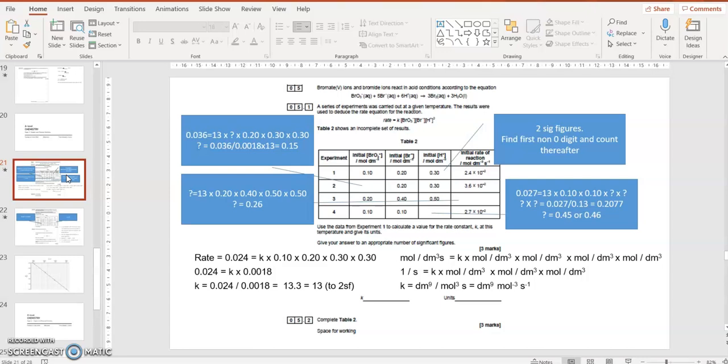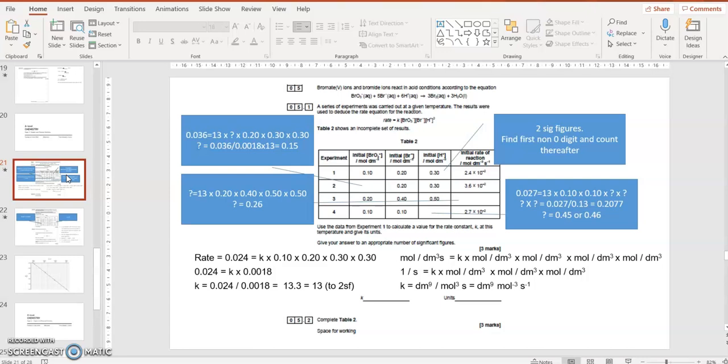Work out the units of K. Well, rate is in mole divided by decimeter cubed, and divided by second as well, so it's mole per decimeter cubed per second, multiplied by K. Then in the rate equation I've got one concentration of BrO3 minus, one concentration of Br minus, and two concentrations because it's H plus squared, so I've got 4 concentrations. So I've got mole divided by decimeter cubed, multiplied by mole divided by decimeter cubed, 4 times.